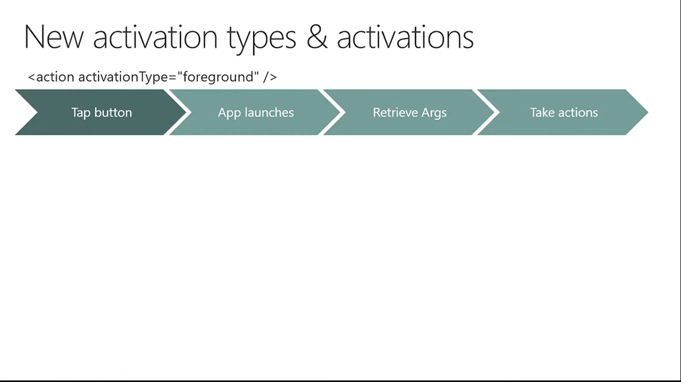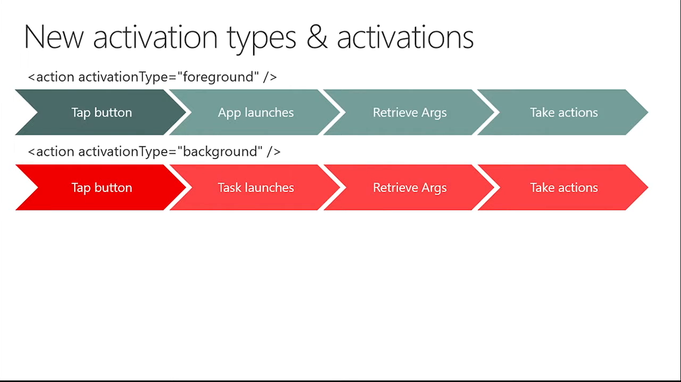First of all, activation type equals foreground. When the user taps on the button, the app launches, and you get an activation type associated with that. You pull out any input that they've put into that toast, and you can then do whatever. Your app launches, and you can navigate them to whatever page and put them into the appropriate experience associated with that particular activation.